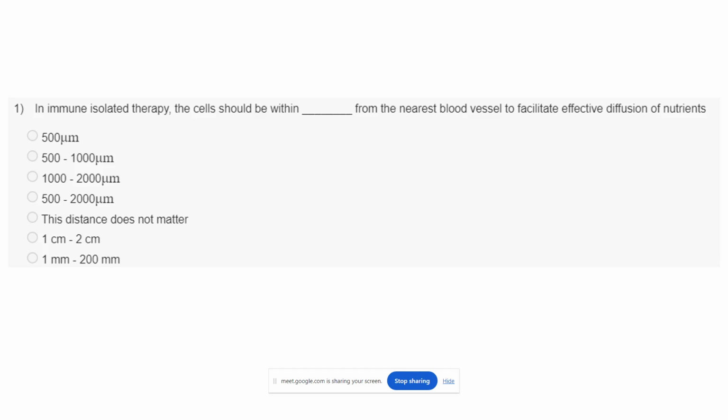In immune isolated therapy, the cells should be within dash from the nearest blood vessel to facilitate effective diffusion of nutrients. What should be the distance of these cells from the nearest blood vessels? 500 micrometer. Okay. Option A. Okay.